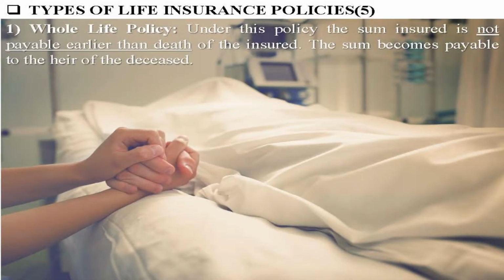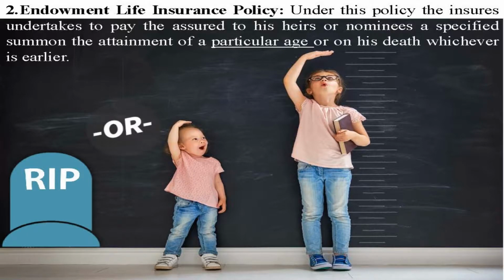Okay, next. Types of life insurance policies. There are 5 types of life insurance policies. In that, first one is the whole life policy. Under this policy, the sum insured is not payable earlier than death. That means the sum or compensation will be paid only after the death. The second one, endowment life insurance policy. Under this policy, the insurer undertakes to pay the assured, or his heirs or nominees, a specified sum on the attainment of a particular age or on his death, whichever is earlier.